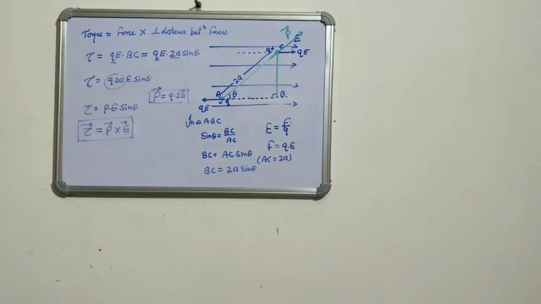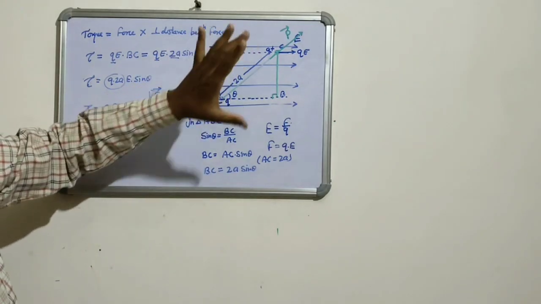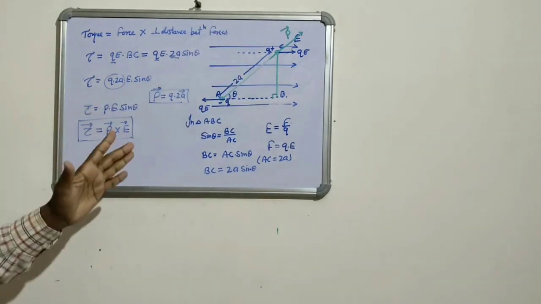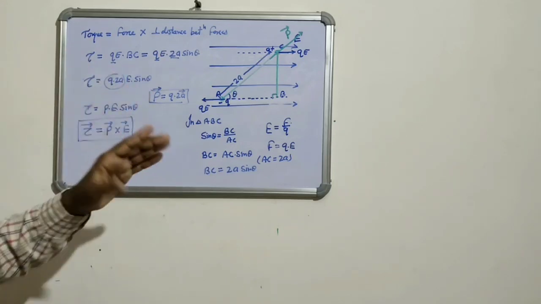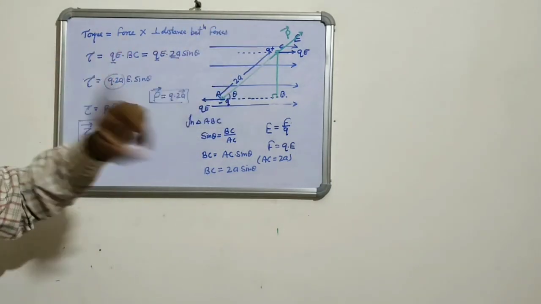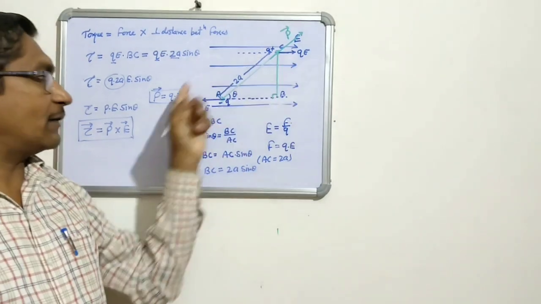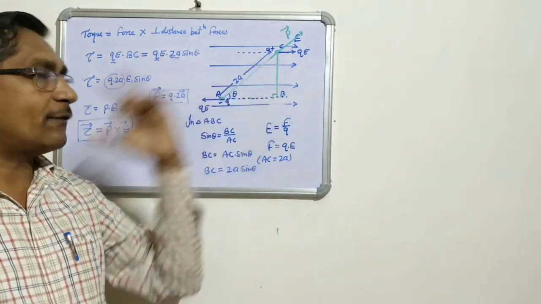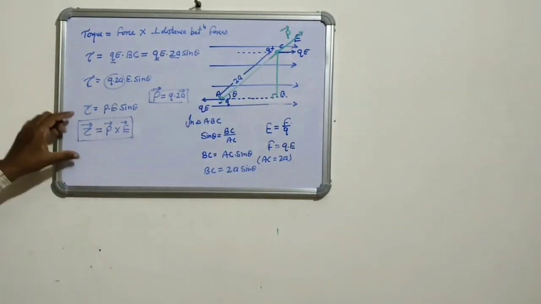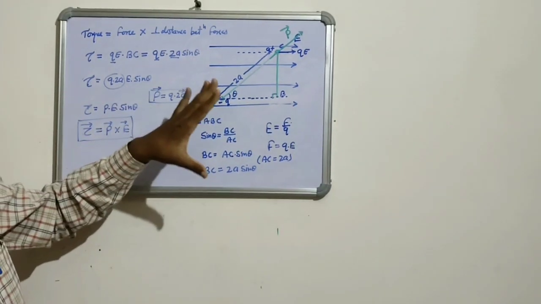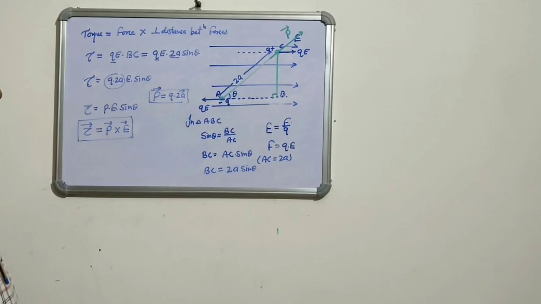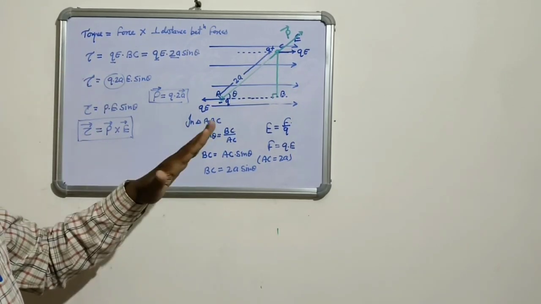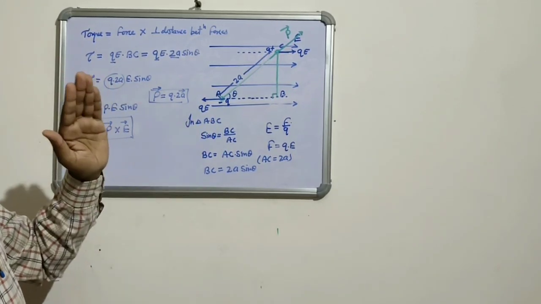And a very important thing is here. When electric field is uniform, the net force acting on the dipole is zero, because this force QE is equal to this force, because electric field is constant at every point. That's why net force on dipole is zero, but torque is acting. Listen carefully. When dipole is placed in uniform electric field, net force on the dipole is zero, but torque is acting.